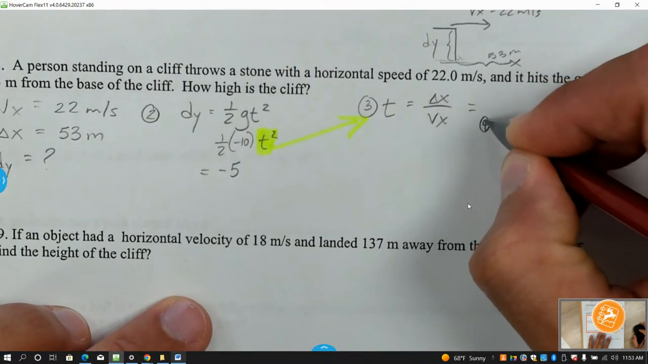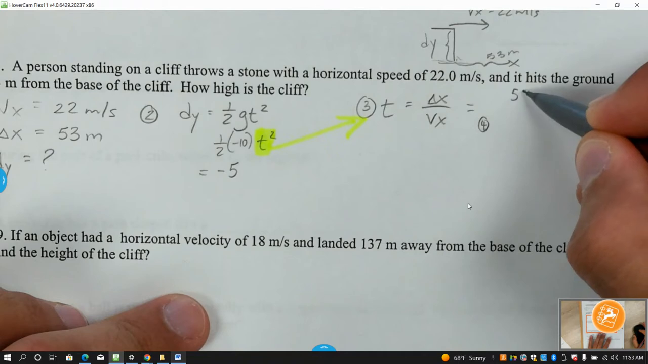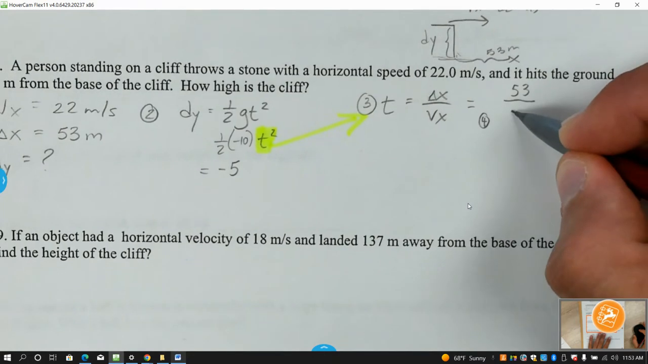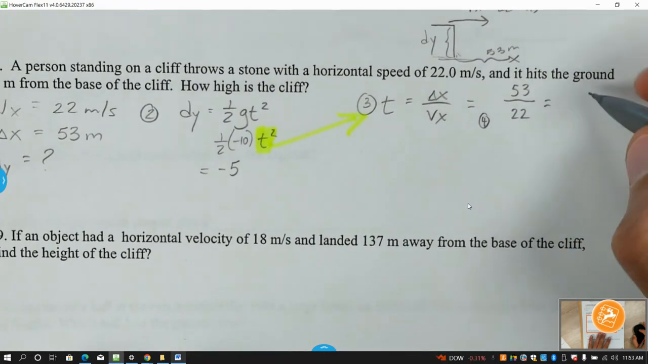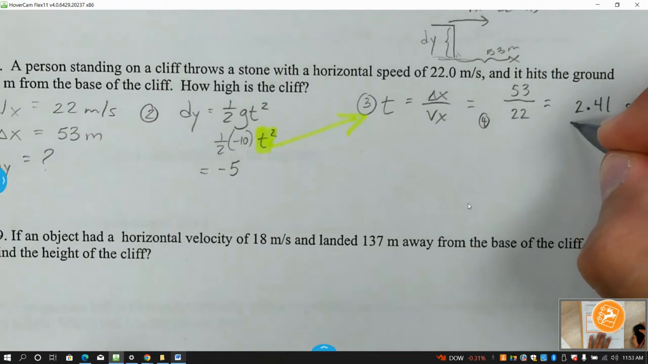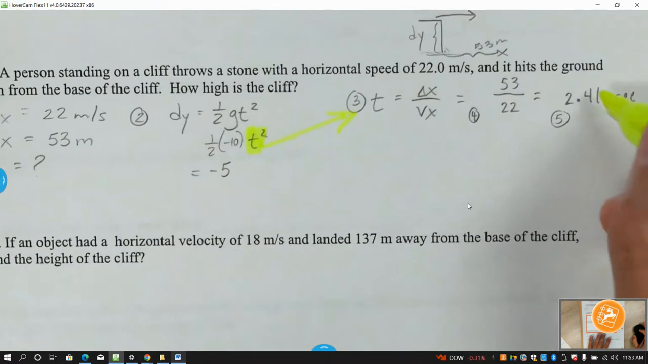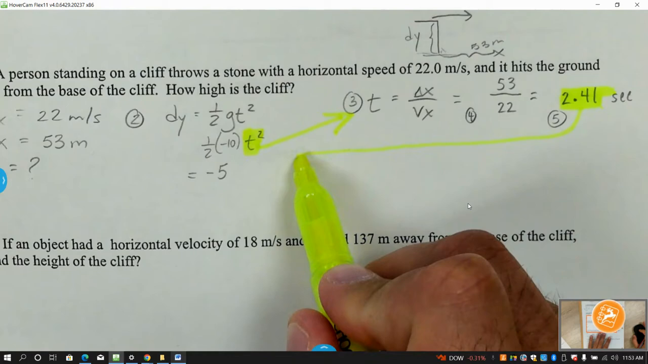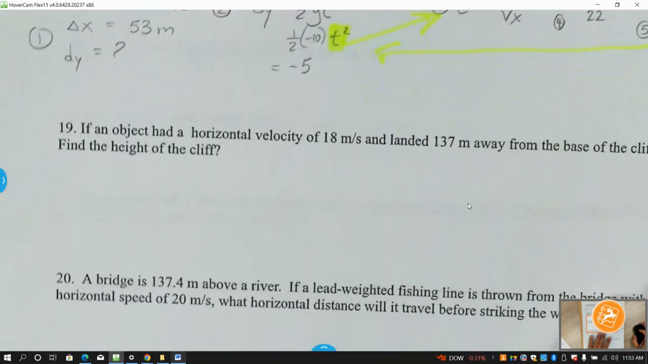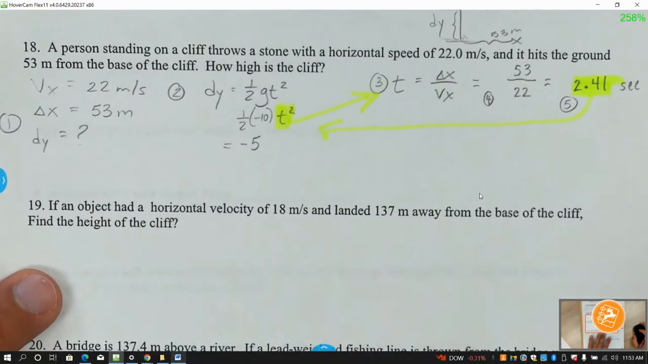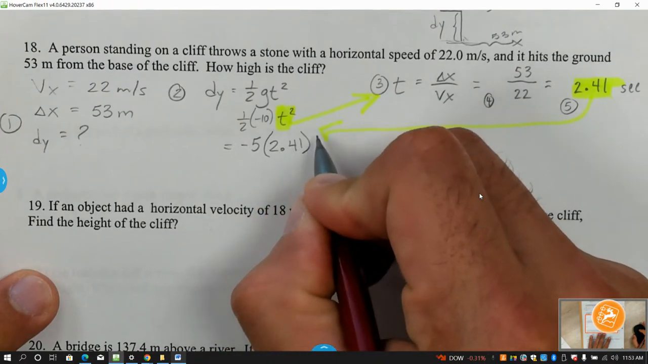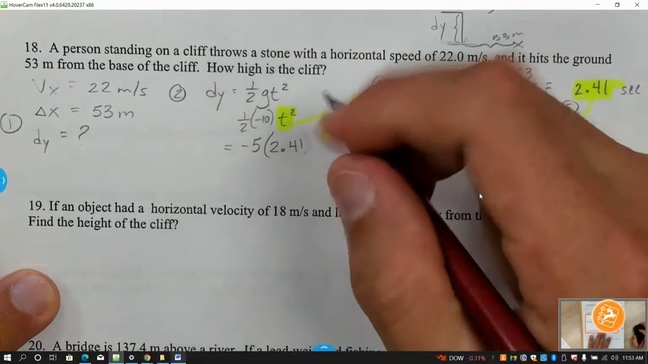Fourth step, put in those numbers. Delta x on top, 53, over your Vx, which is 22. Then get that value. It comes out to be about 2.41 seconds. That is your fifth step. We need that time to come back over here for the original problem, for the actual solving piece. Now remember, it's t squared, so I'm going to put 2.41 in parentheses so I don't forget.